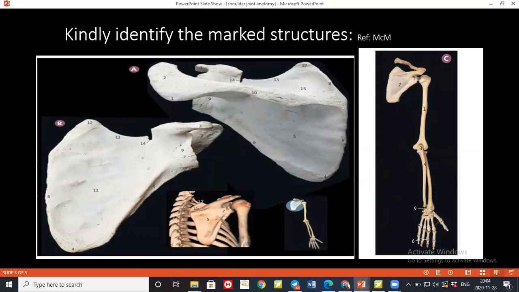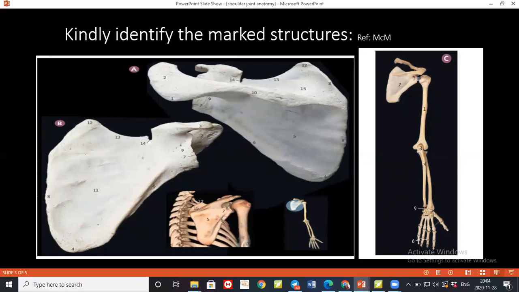Okay. So if you come back here and look at picture A and tell me which bone this is, of which side? Ma'am, it's possibly the left-sided scapula, ma'am. All right, good. Can you identify the structure number 2 here? Yes, ma'am, it's acromion process.